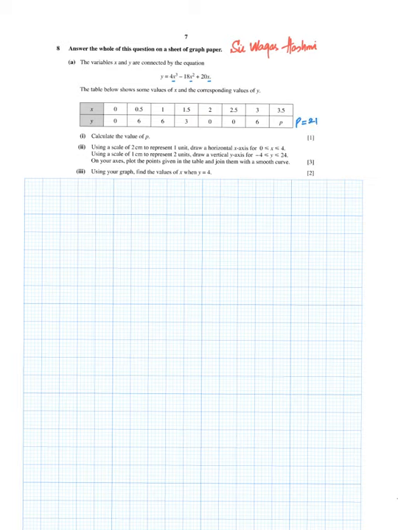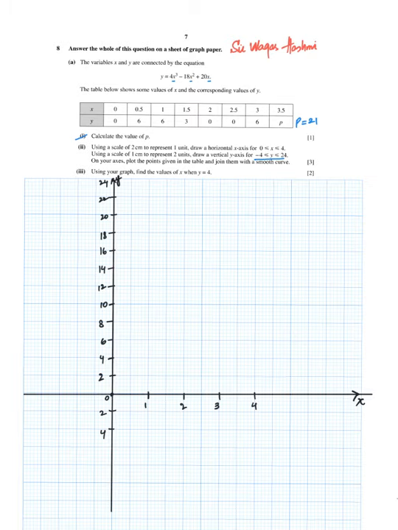All right. After that, it says using a scale of 2 centimeters to represent 1 unit, draw a horizontal x-axis from 0 to 4, and for the y-axis 1 centimeter represents 2 units, and now you need to draw from -4 till 24. So you need to draw a smooth curve. Alright, so I have drawn the sketch of the graph here, right? And now I will plot all those points as you can see in your table. So these are all the points I have plotted with the green pen. Alright, so I've drawn the smooth curve here. So that is the completion of the second part.